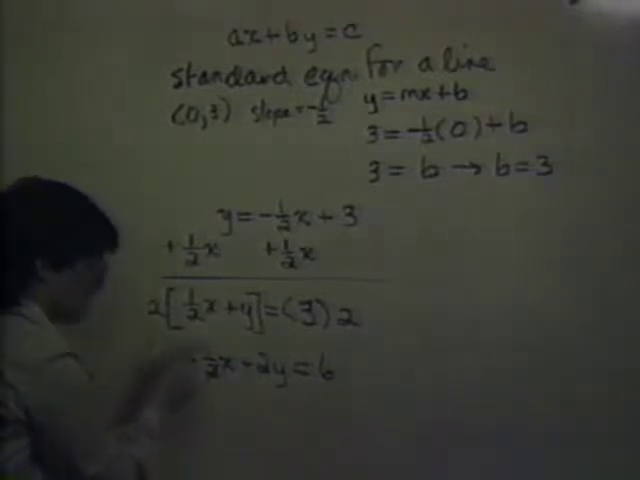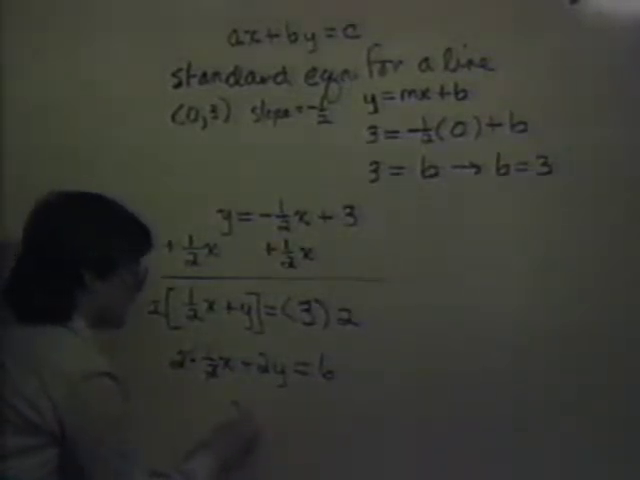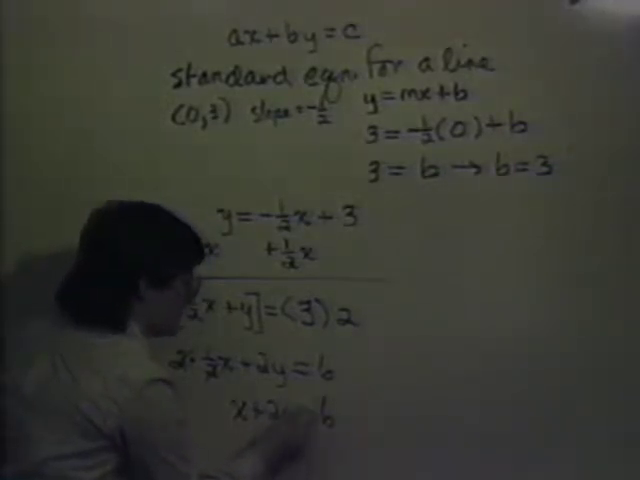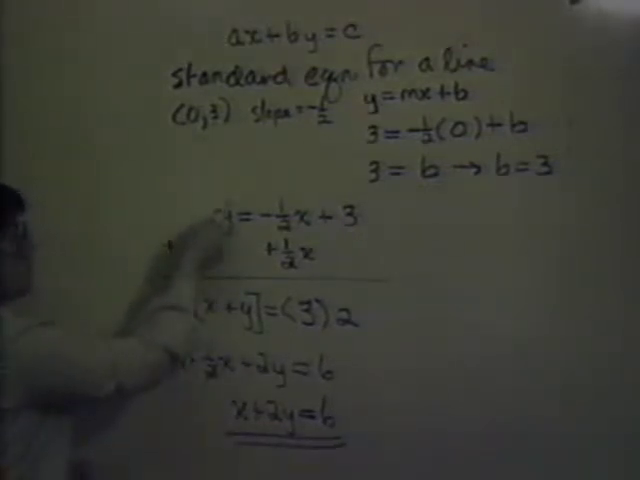1. Yeah, right, it is. It's 1. These 2's divide out, so we end up with x plus 2y equals 6. And there, Bun, is the standard form of this line that we started out with up here.